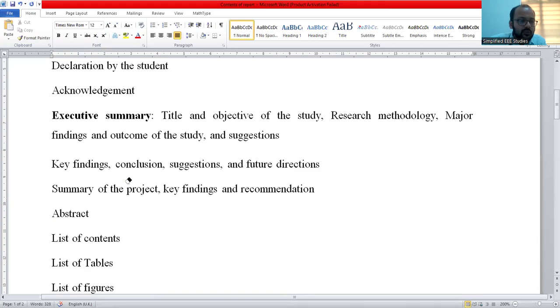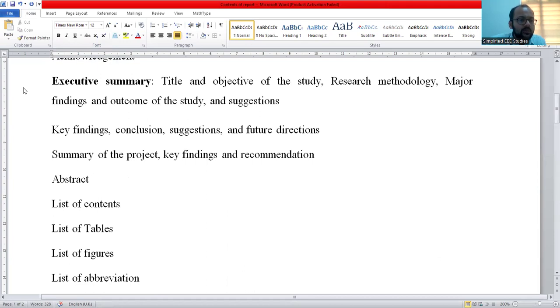Next, the fifth one is the executive summary. What is the meaning of executive summary? Suppose a reader who wants to go through the project completely, they will go through the executive summary first. In that executive summary, the title will be highlighted very clearly.